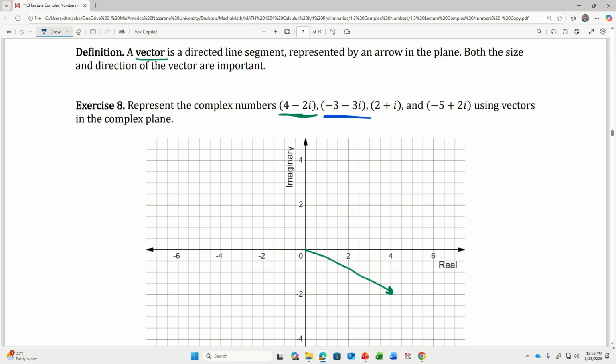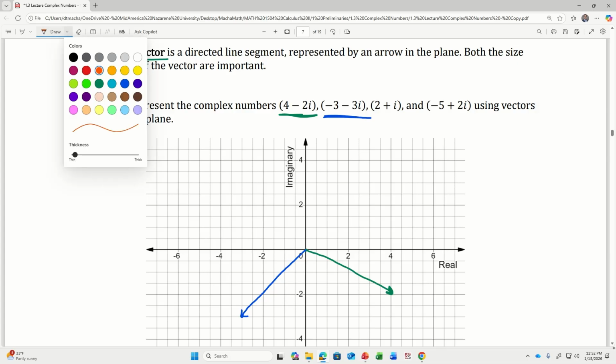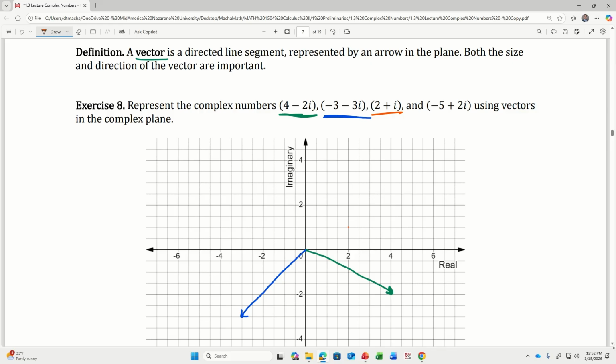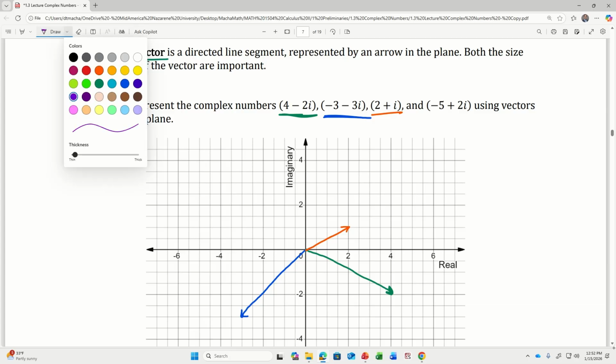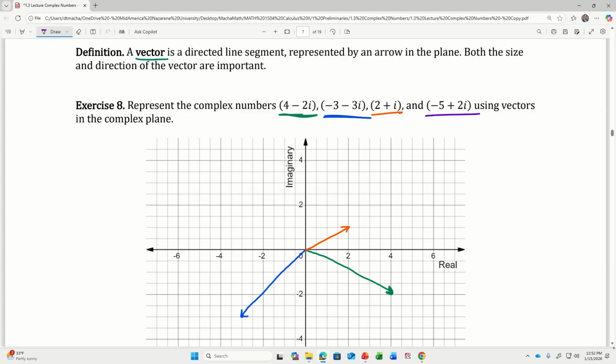Here's negative 3 minus 3i. I'm going to put a dot there to begin with, and then I'm going to draw the vector. 2 plus i is here. This is just another way of representing complex numbers, another one-to-one correspondence between vectors in the plane and complex numbers.